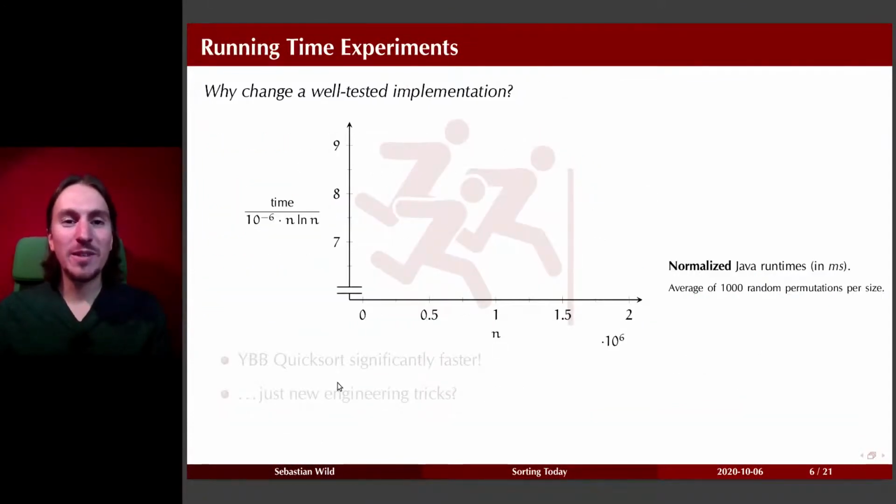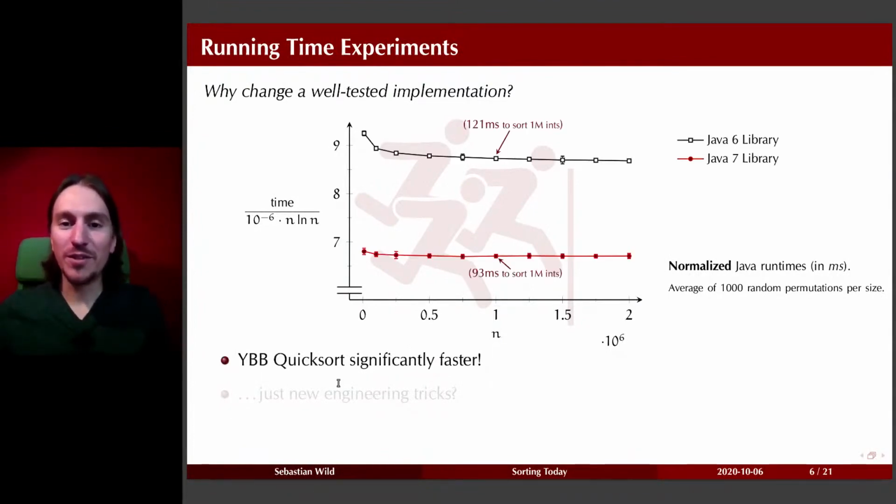It raises the question, why would you do this? Maintainers of these standard libraries are very conservative because at all costs they don't want to break things. So why replace a well-tested implementation? Well, of course, because the new version was just significantly faster. Essentially, we go down from something like 9 to something like 7. And for sorting, this is like a major breakthrough. That's amazing. No one was expecting such a speed up.